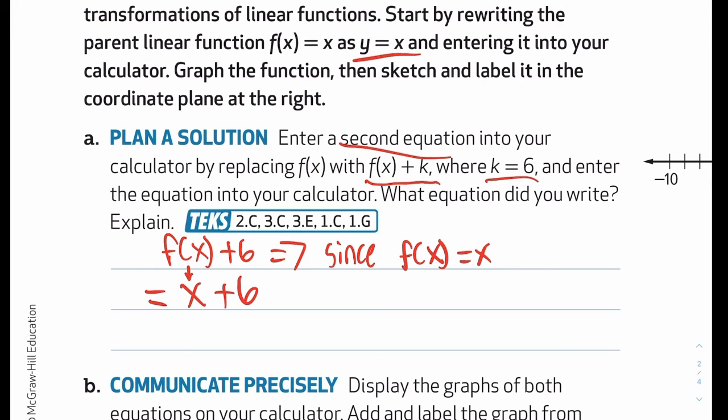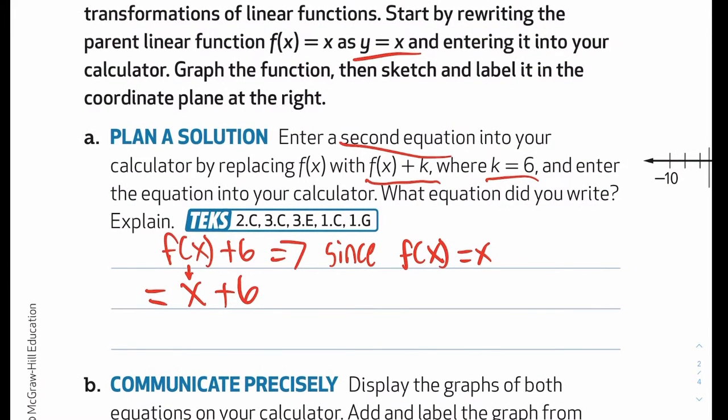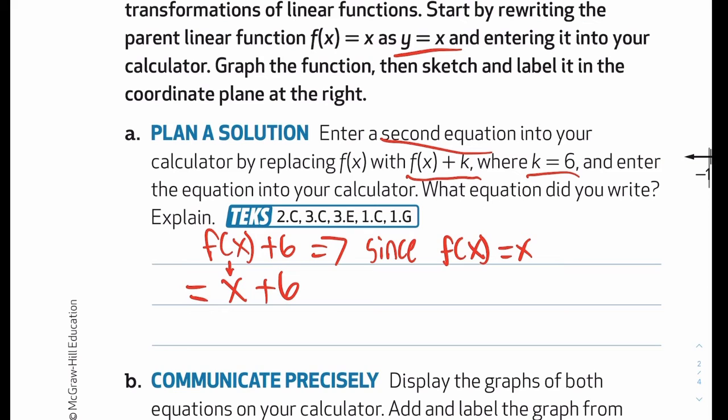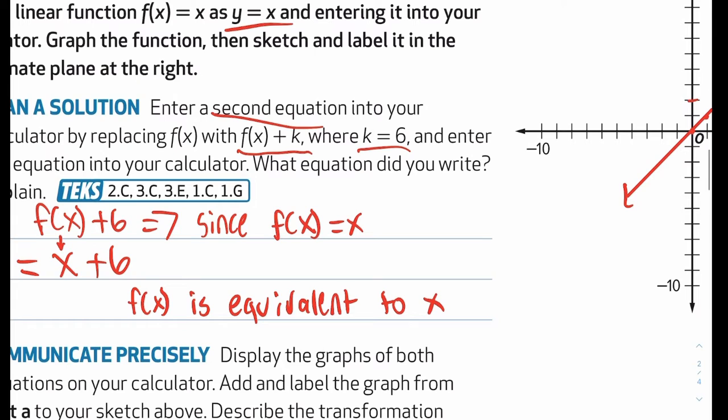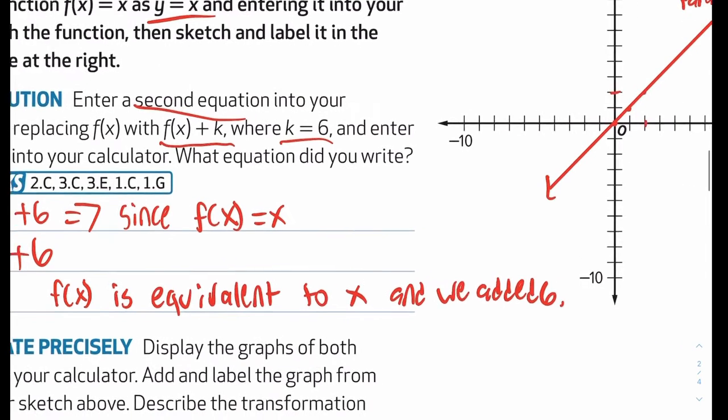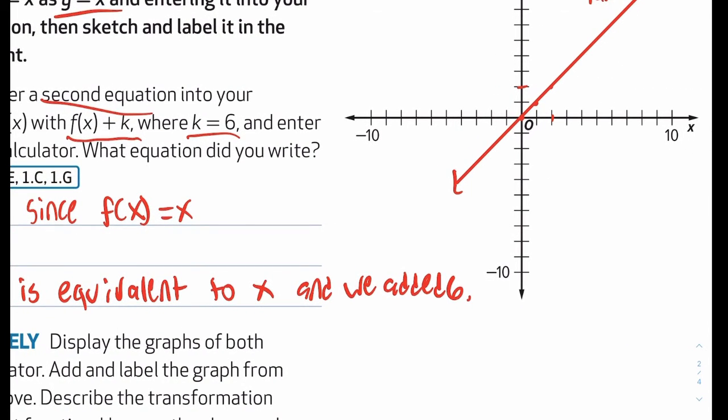What equation did we write? We wrote that. Did we explain it? f of x is equivalent to x, and we added 6. I guess I can move that 6 a little bit farther out.